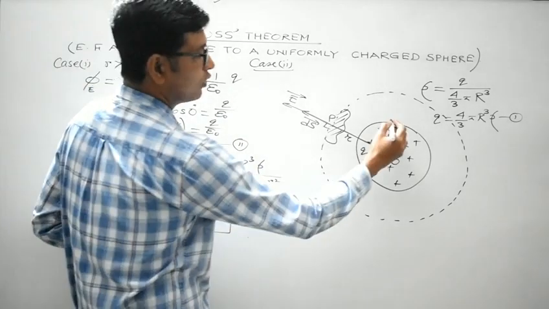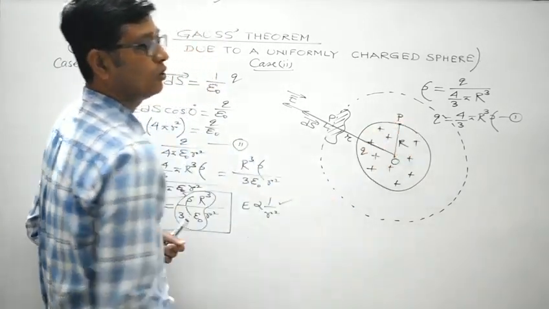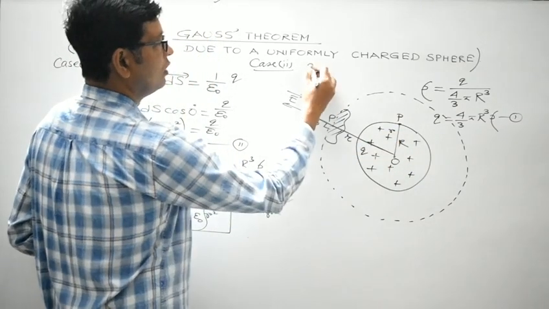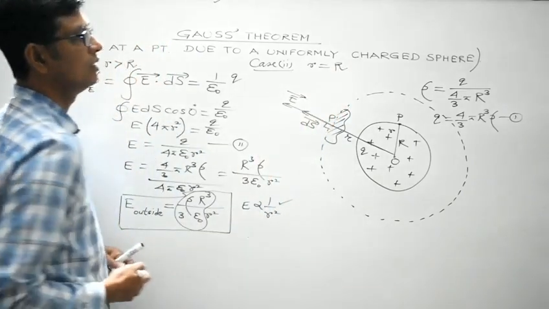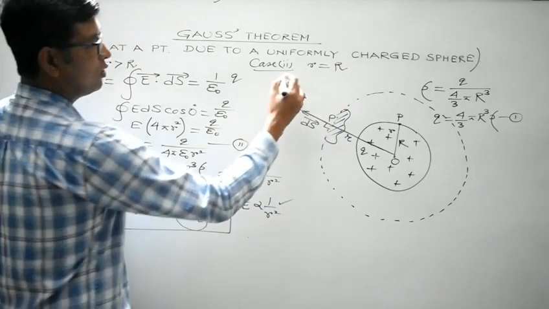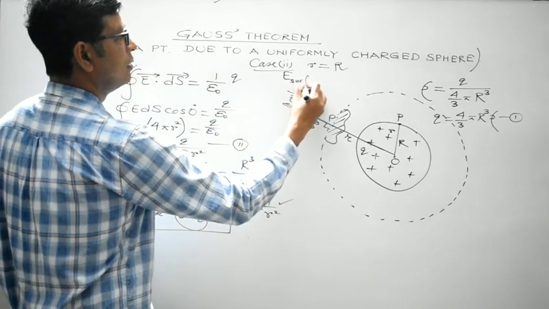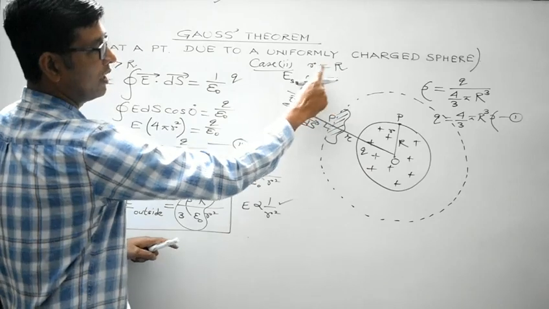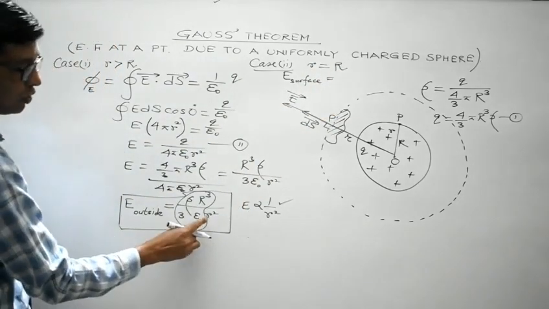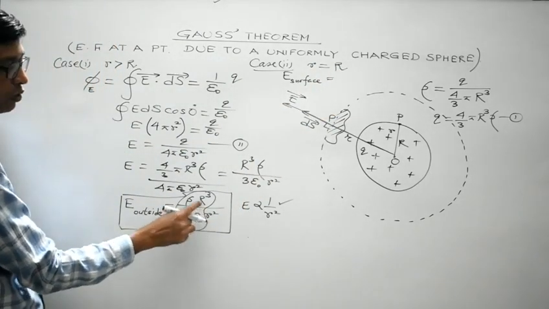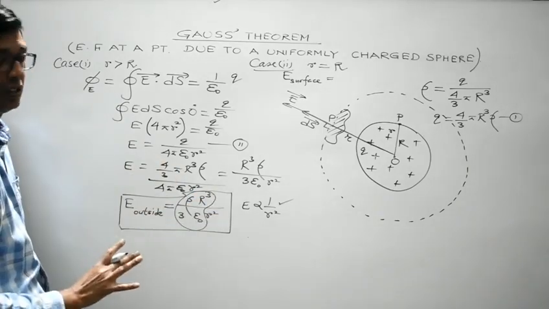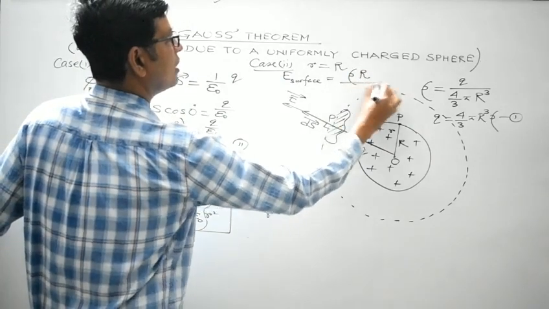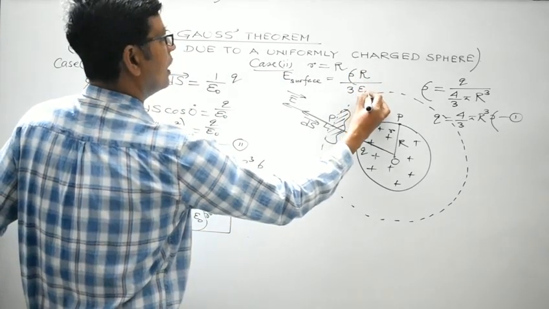Case 2 is when the observation point lies at any point on the surface. So obviously, in this case, small r will be equal to capital R. So we are dealing with this case, right? So at any point on the surface, the electric field would be given by the same expression. Simply substitute the value small r as capital R. If you substitute small r here as capital R, R cube by R square will leave us with capital R, isn't it? So we will get rho capital R divided by 3 epsilon.